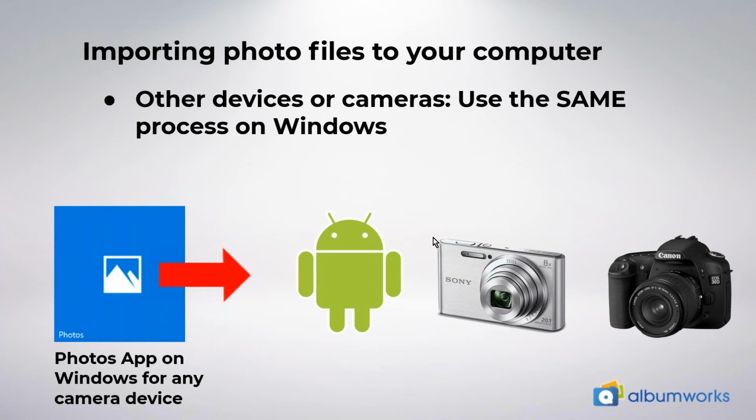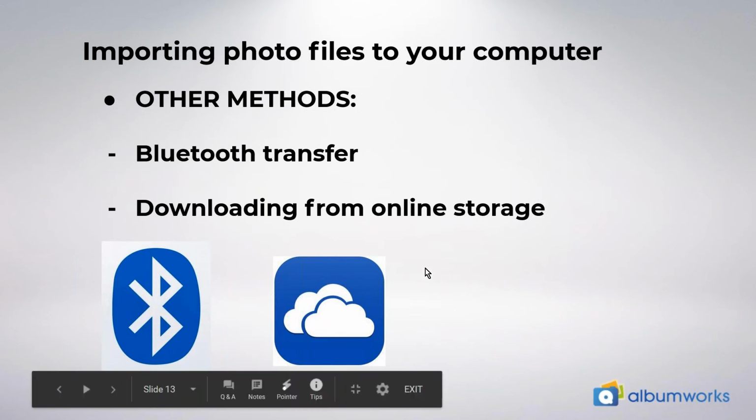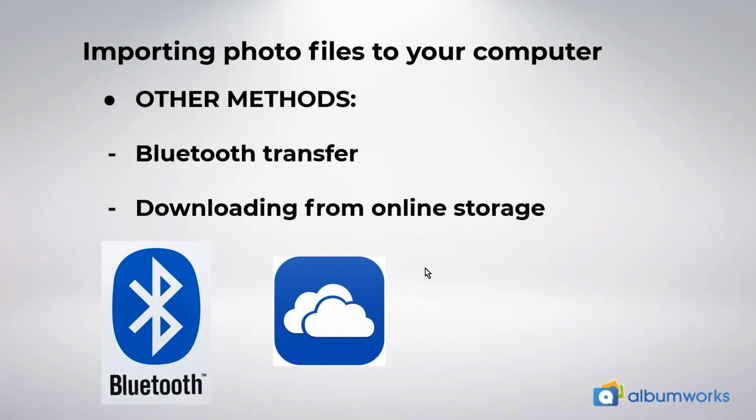While connecting your device to your computer is the most common way of importing your photos, there are a number of other methods. These include Bluetooth transferring, which involves importing your files wirelessly via Bluetooth, or downloading from online storage such as iCloud, Dropbox, or other online storage solutions. You'd need to have online syncing set up for these methods, so we won't go into details right now, but you can always do a quick Google search. There's a lot of helpful online guides.